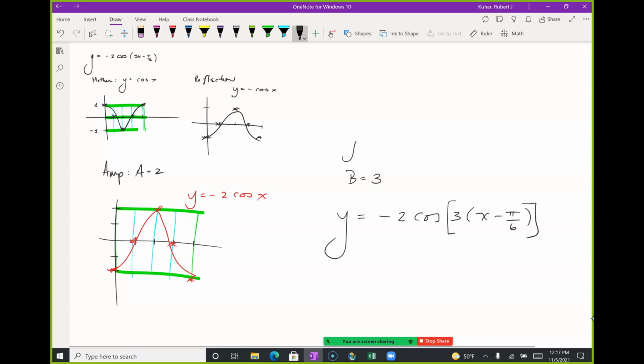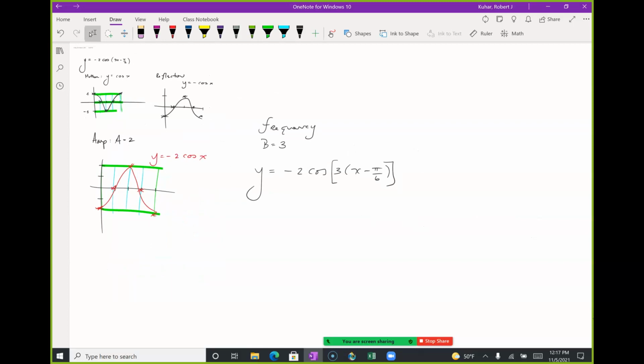So I get a frequency of 3, which means in my normal cosine curve, I would see it happen 3 times. So in the period of 2 pi, I'm going to see this cosine curve happening 3 times, right?